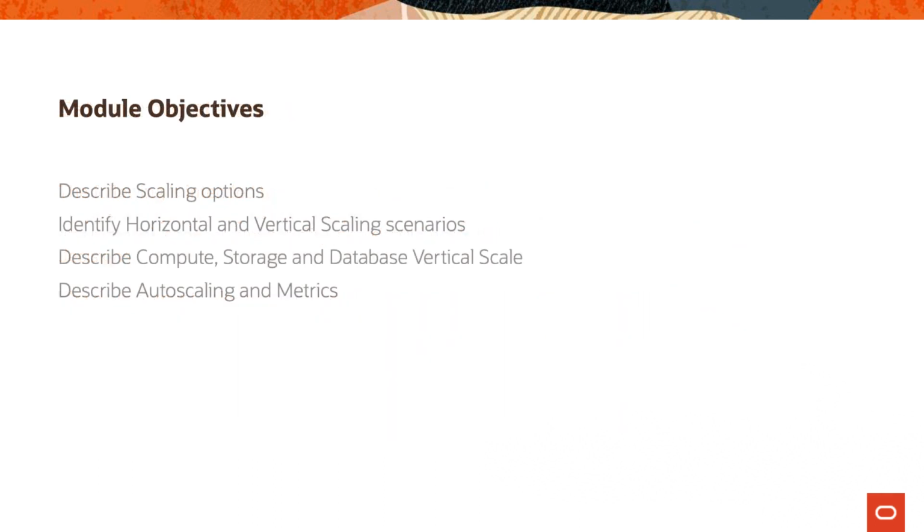So what we're going to be talking about today is describing scaling options, identifying horizontal and vertical scaling scenarios, describing compute, storage, and database vertical scale, and then describing auto scaling and the metrics involved with that.